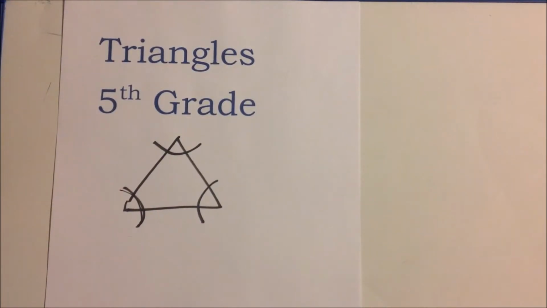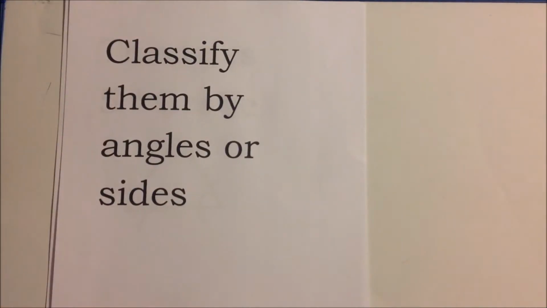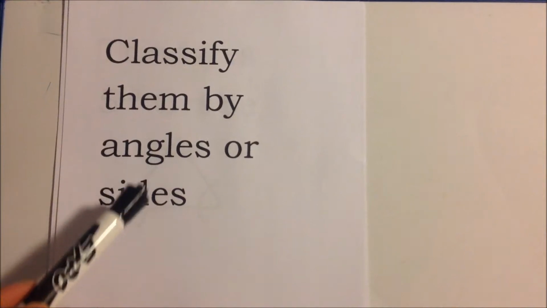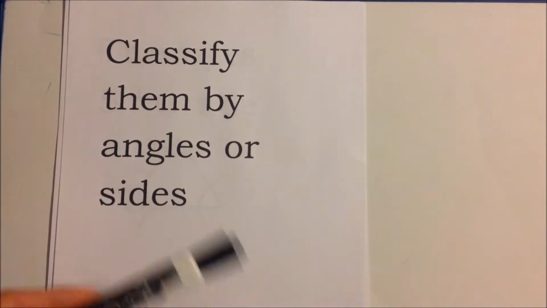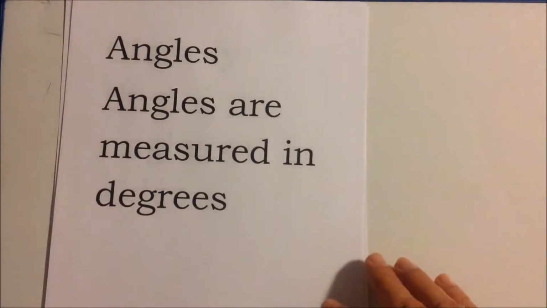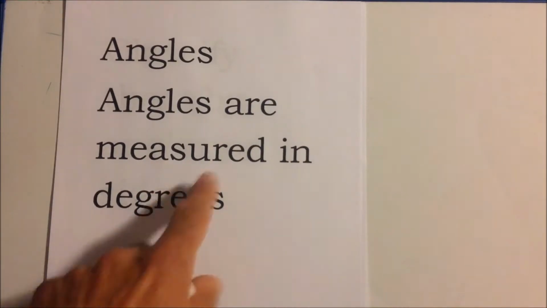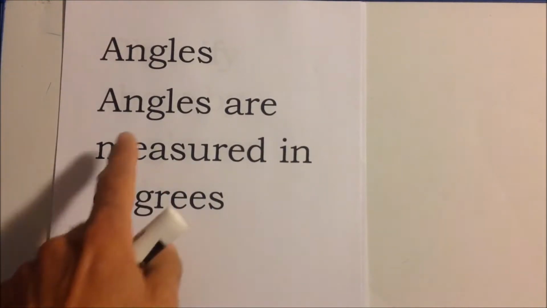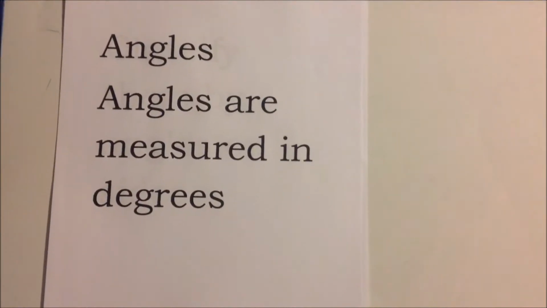So we can classify triangles, we can name them by the angles or the sides. Those are ways we can identify them, by the angles or the sides, and we can also identify them by a combination of both. First we'll talk about triangles where we can measure their degrees. When we measure their degrees, that's their angles. Not angels, angles.